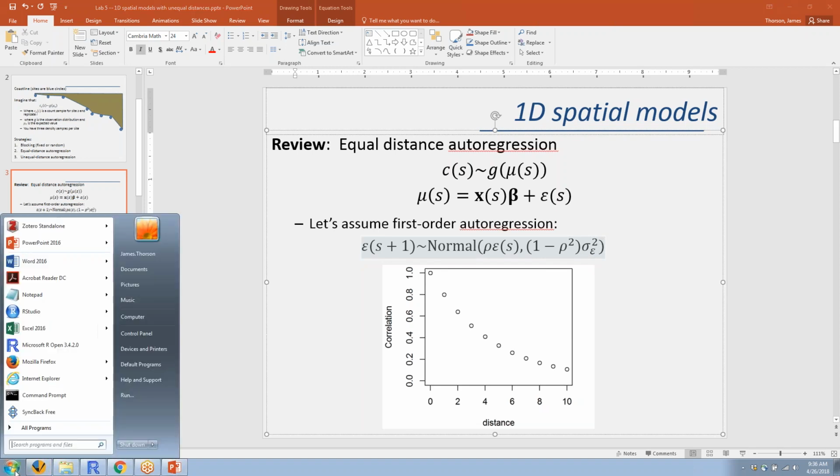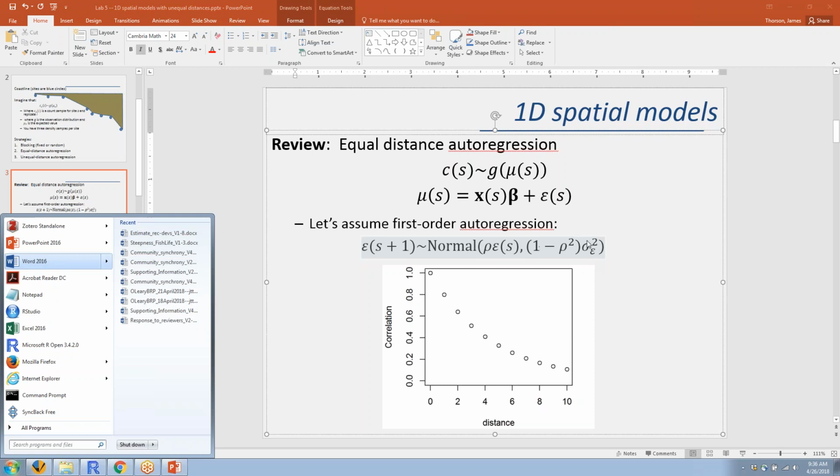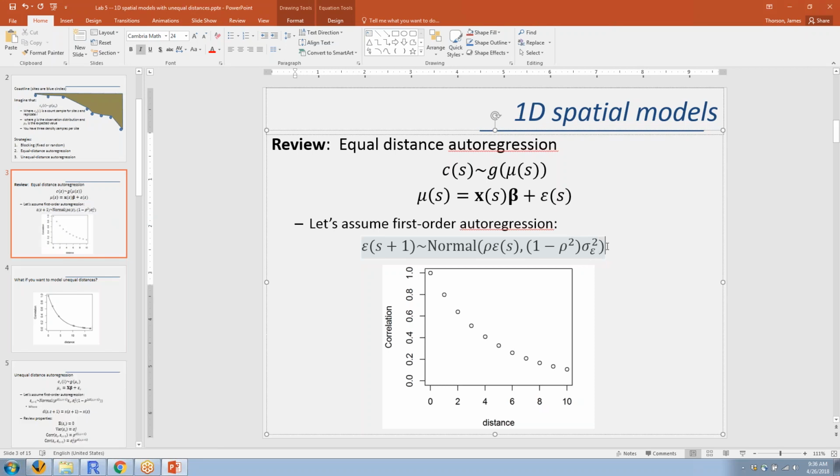So if we've got this equation for the distribution of epsilon at S plus 1 given epsilon at location S, if you go an infinite distance, what's the variance for epsilon S plus 1,000 given epsilon at location S? It's going to be just sigma squared. Yeah, it's going to be sigma squared. And why is that? The little 1 minus rho squared. Goes to zero, so it goes to one.